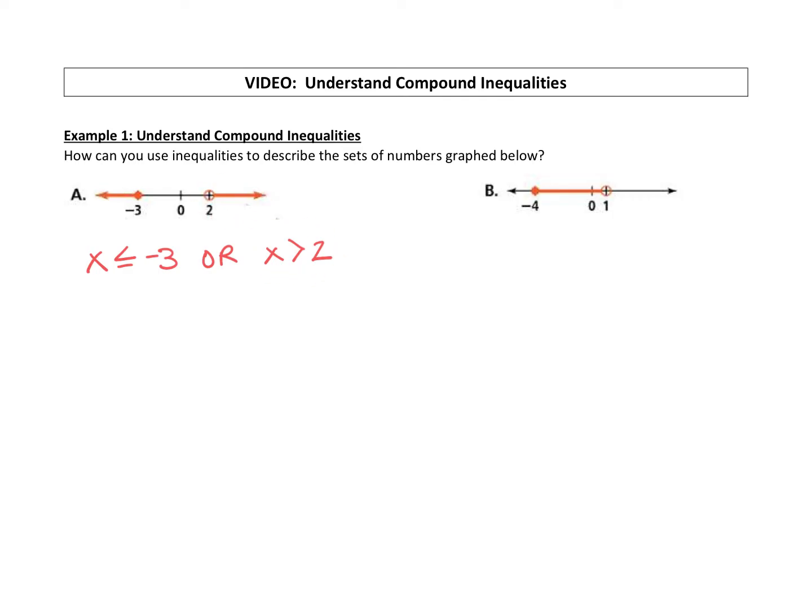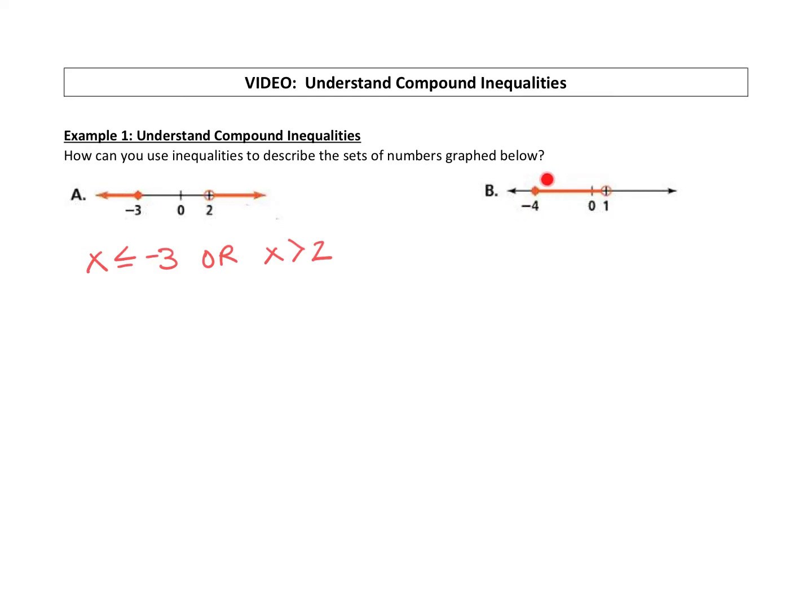Okay, now if you compare that to part B, you can see this looks different. We have our two circles, so I know there's something happening with a -4 and a +1, but this time all the solutions are everything between those. So what this will look like, we can write it a couple ways. I'll show you the first way.